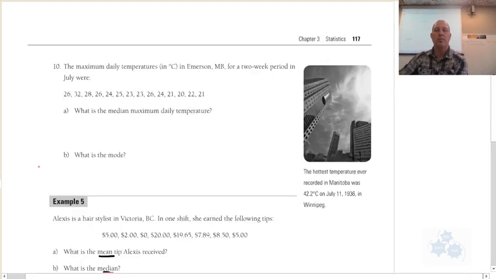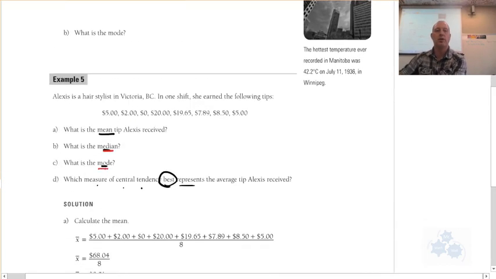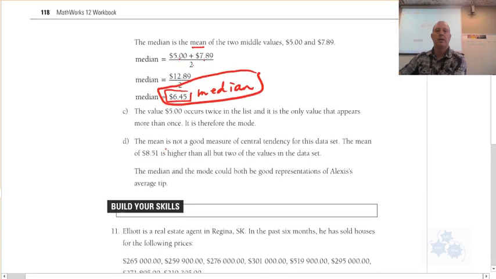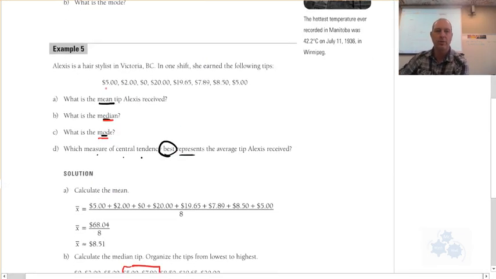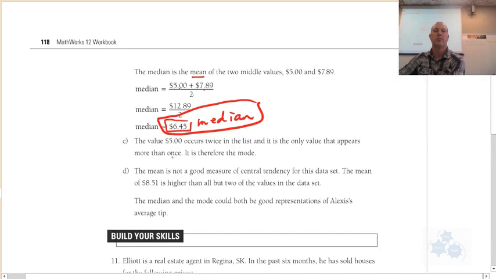All right, so going back to the question, it says, what is the mode here for C? What's the mode? Now, the $5 price appears more often than the other one. So there's a 5 and there's a 5. That's the only one that's repeated. So the mode is $5. It is the mode.